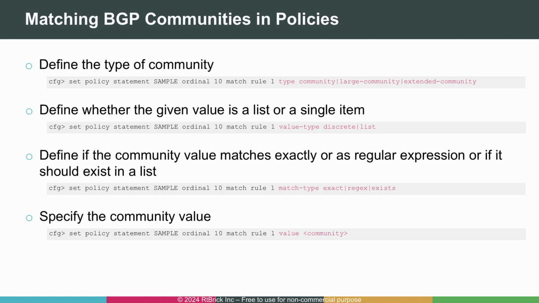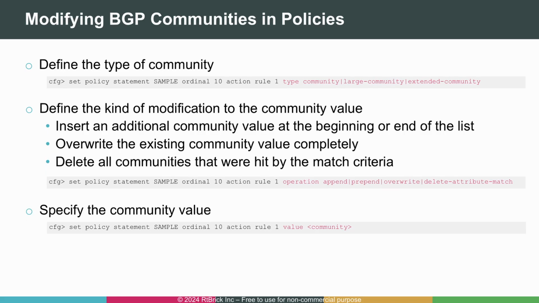You can use an exact match, which requires the entire community list to match exactly. You can use exists, which checks whether at least one of the specified values is present. Or, for more flexible pattern matching, you can use regex, which matches based on a regular expression. Now, if you want to modify an existing community or add a new one to a prefix, you'll need to create an action rule. This rule can be of type community, large community, or extended community, depending on what you're targeting.